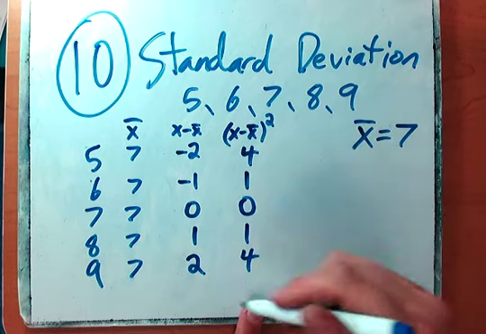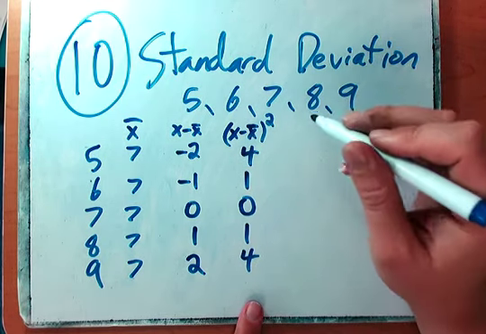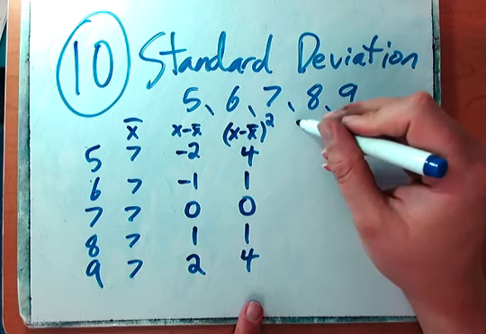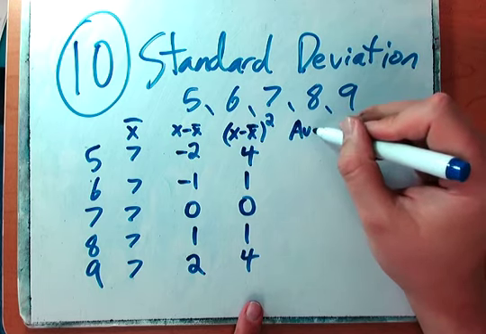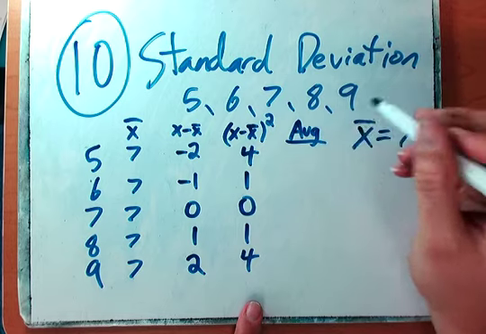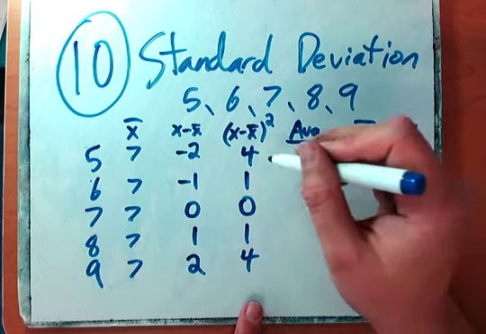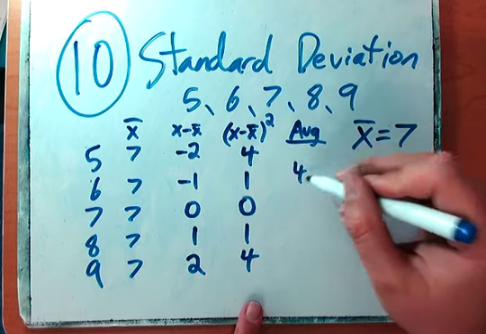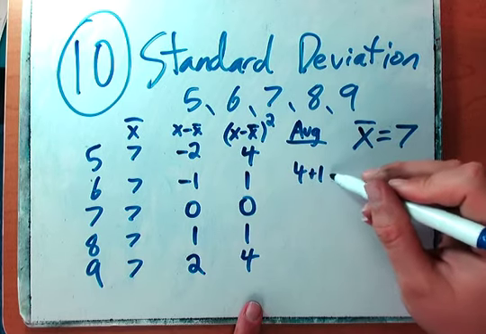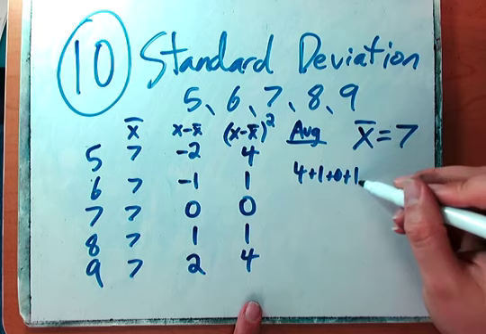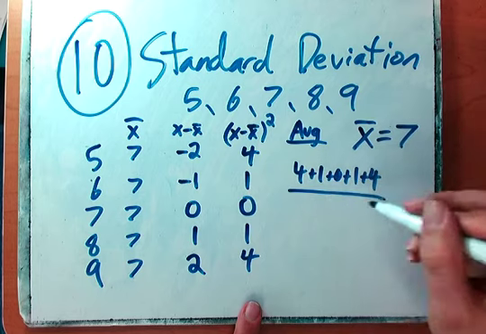So now, what do we do? Well, we basically take the average of all of these numbers. So the average of all of these numbers is going to be 4 plus 1 plus 0 plus 1 plus 4, all divided by 5.